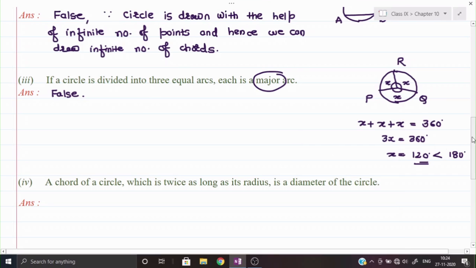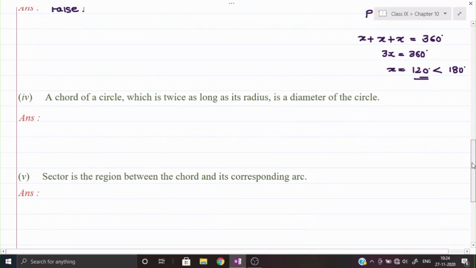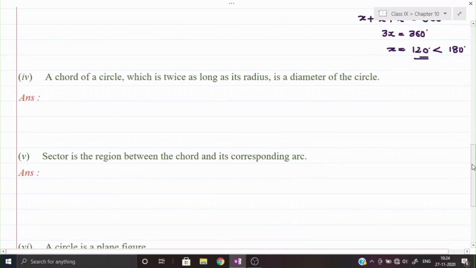Now quickly we shall finish part number 4, and one more part is there, part number 5. A chord of a circle which is twice as long as its radius is a diameter of the circle. Yes, definitely the statement will be true, because the chord which is twice as long as its radius is called the diameter of the circle. We know the definition says the diameter is twice the radius. So any chord which is twice the radius will definitely be a diameter of the circle, and hence it will pass through the center also.